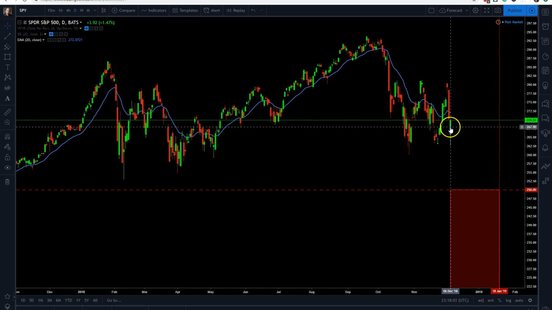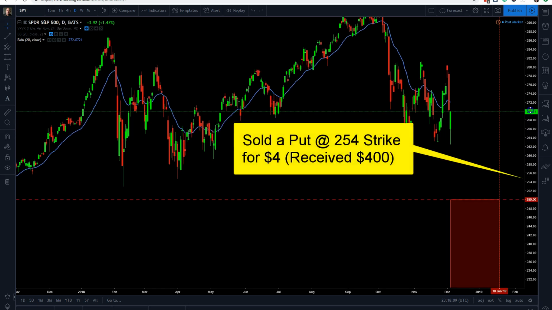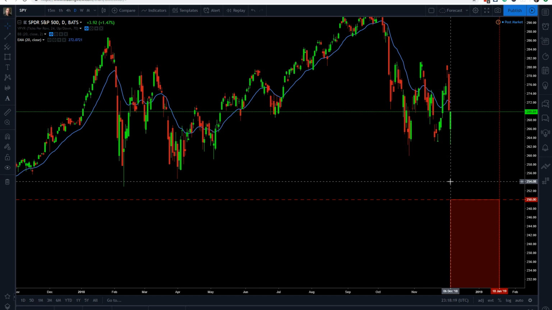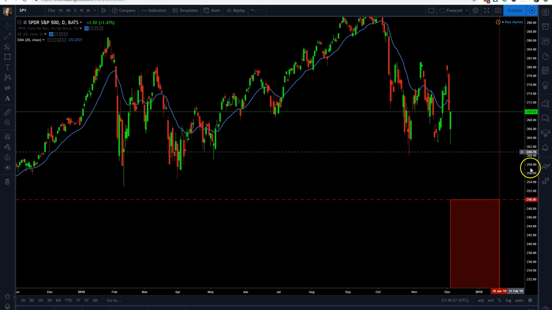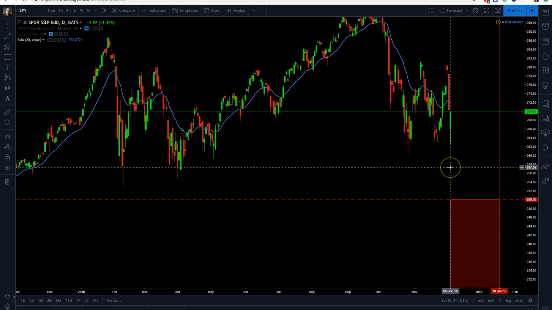This was the price, and what I did is I sold the 254 put options around here, and I got $4 for it. So if this is the strike price, in options you can choose whatever strike price you want if there are options selling, and these are the different prices that we have here, and I'm going to show you in the platform so that you can visualize it better.